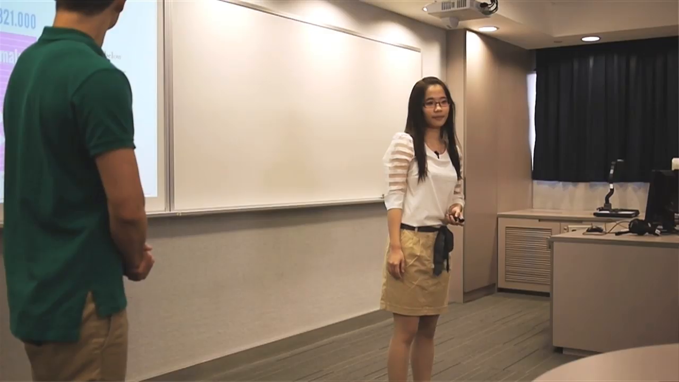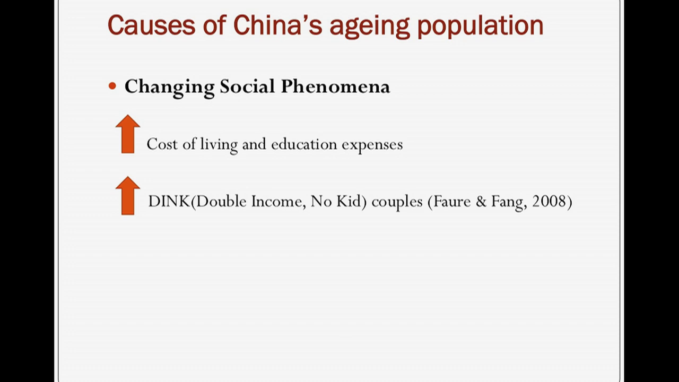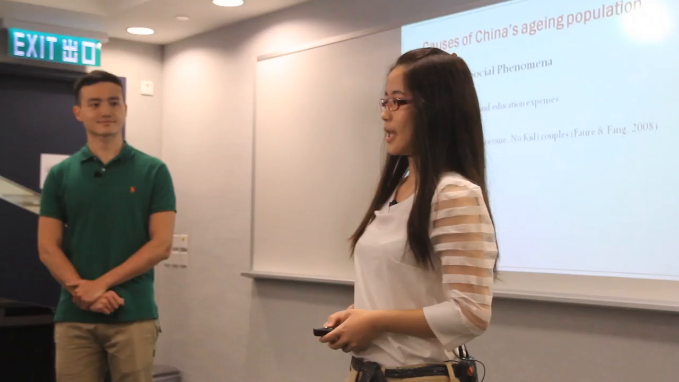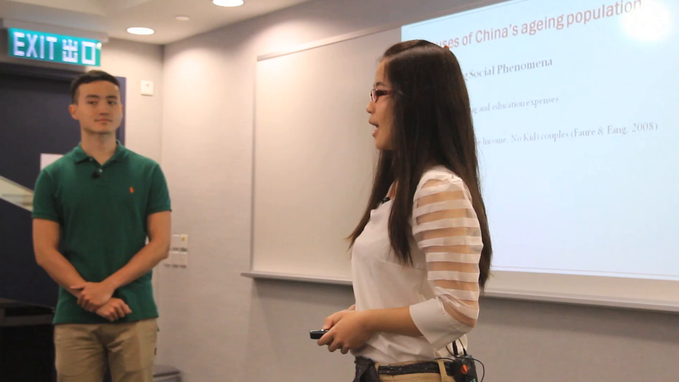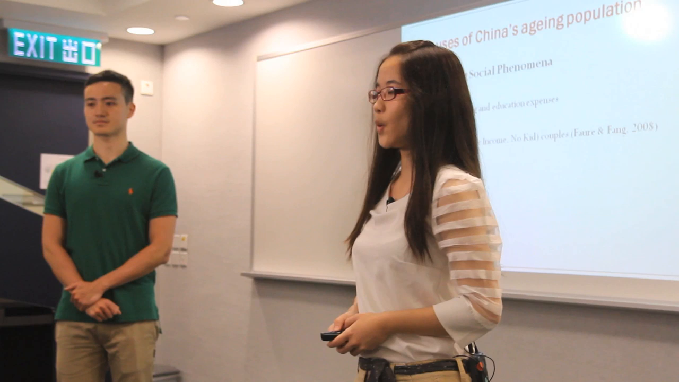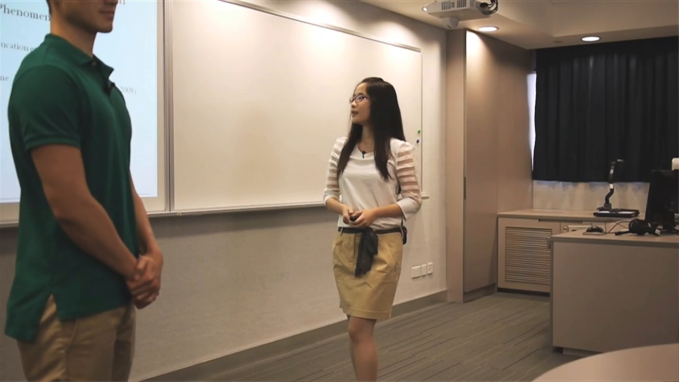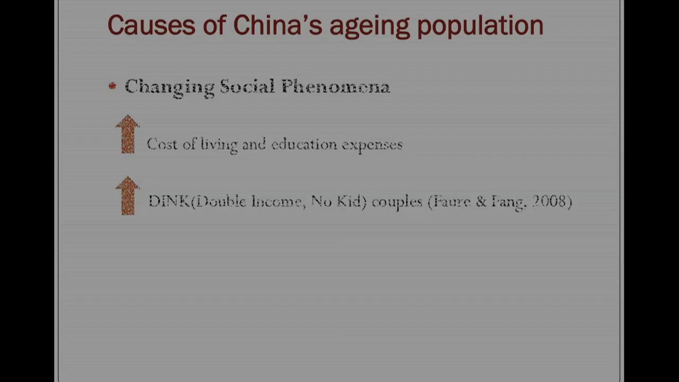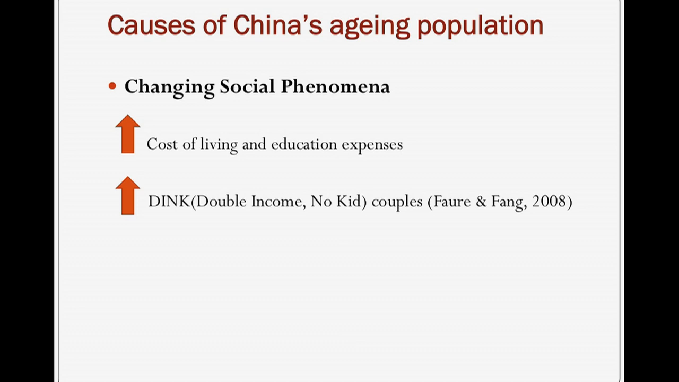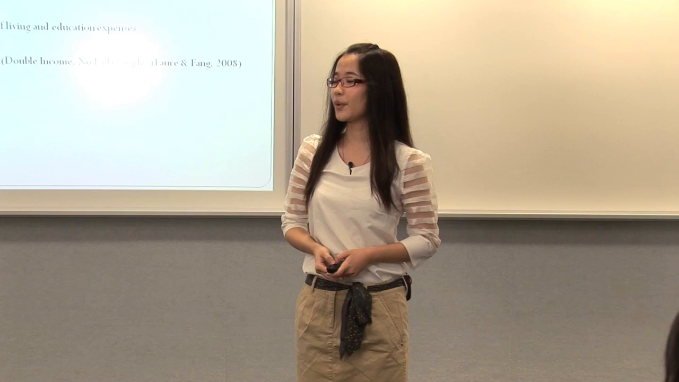Now, let's look at the third factor that contributes to China's low fertility rate. That is the changing social phenomena. Researchers have pointed out that the rising cost of living and increasing education expense have discouraged young couples from having children. Many couples choose to maintain their high living standard by not having children. Farrell and Fang have shown that the number of DINK couples, that means double income, no kids, has gone up. This further lowers the fertility rate in China and pushes China towards population imbalance.